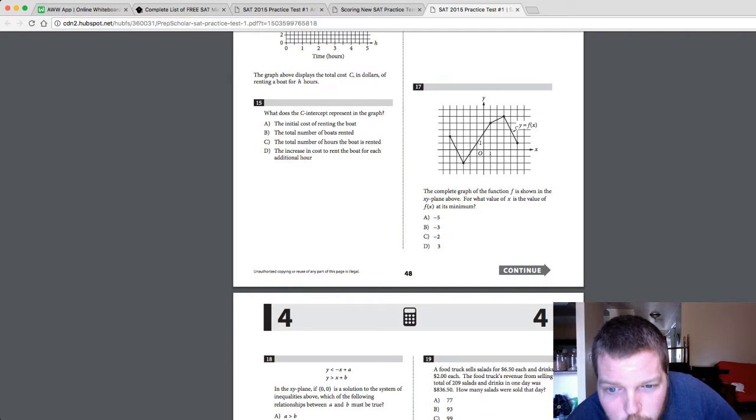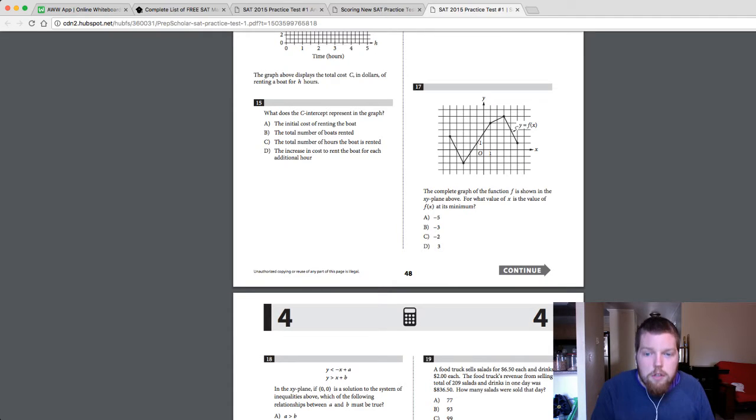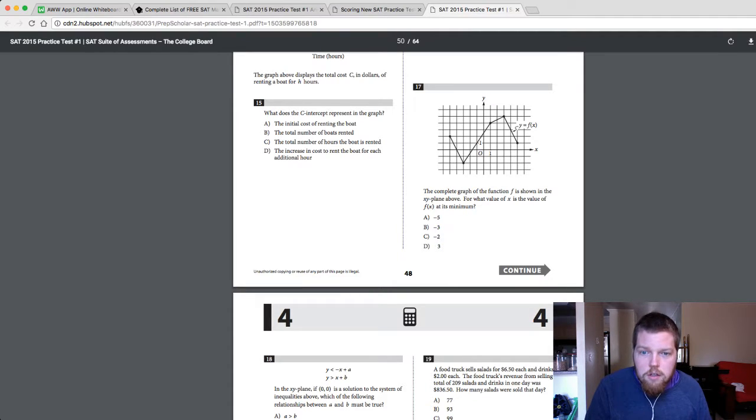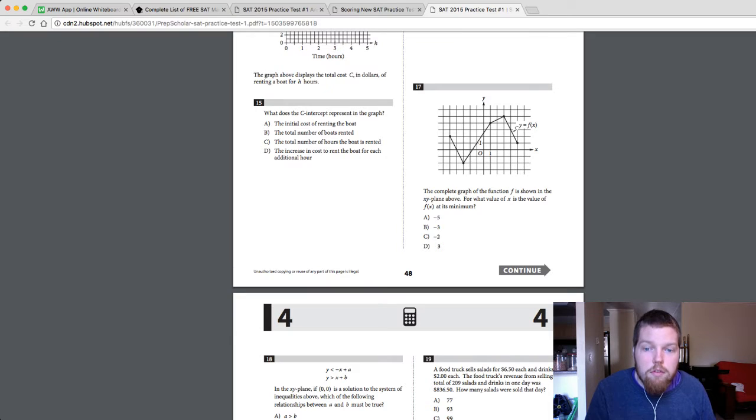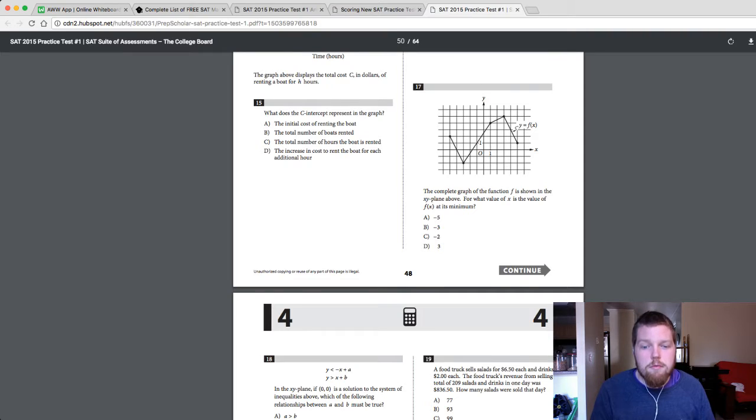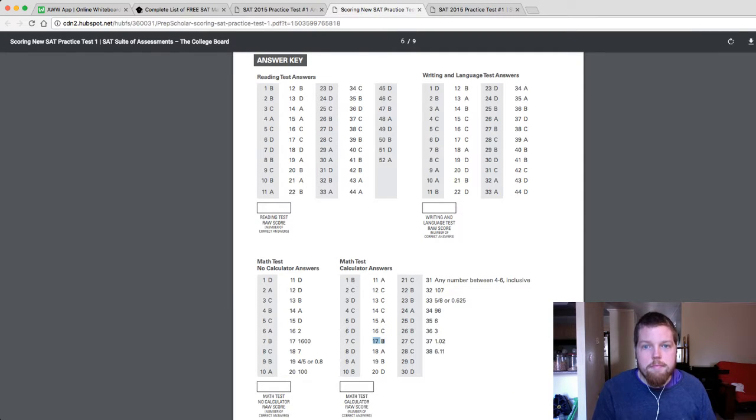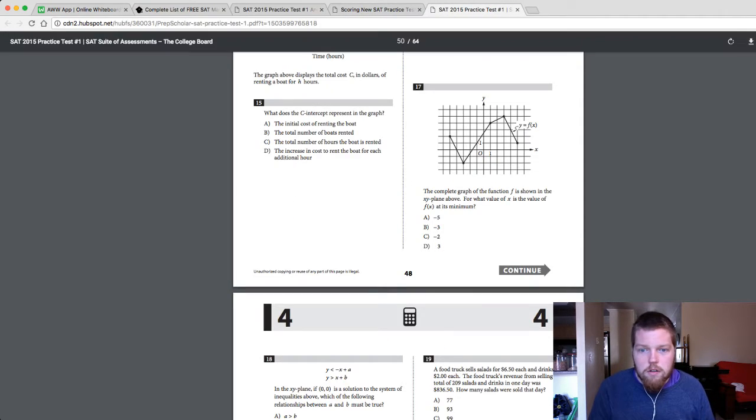0, 1. For what value of x? So I'm going to say that the minimum point is here, but they don't want the value of y, they want the value of x, and so this is the x-axis here, so this is 0, so -1, -2, -3. B, -3, B.